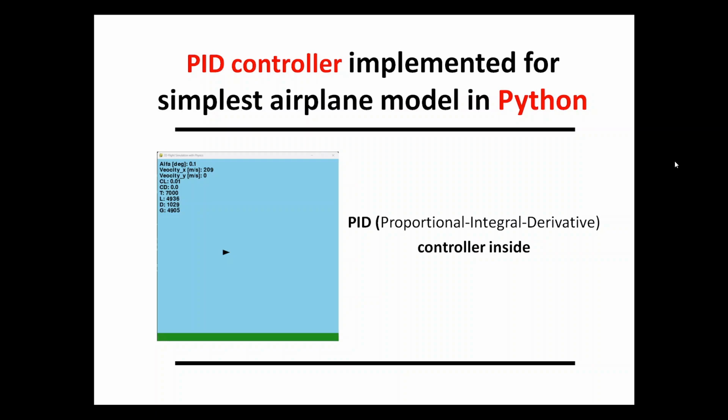Okay, our program will create this screen, the blue one that you can see on your left side, where the airplane is modeled by a triangle, and you can change the alpha angle, which means the angle between the airflow and the airplane itself. And on the left side of the screen, you can see different physical data that the airplane is experiencing, like velocity and different forces like drag and lift forces.